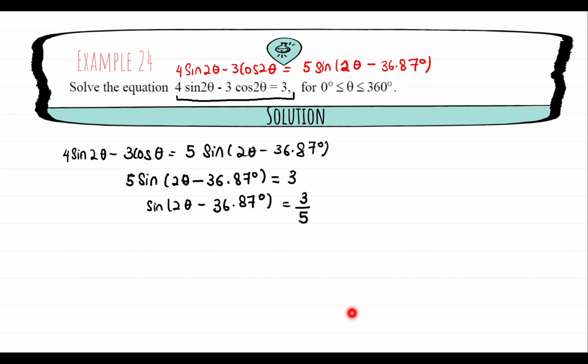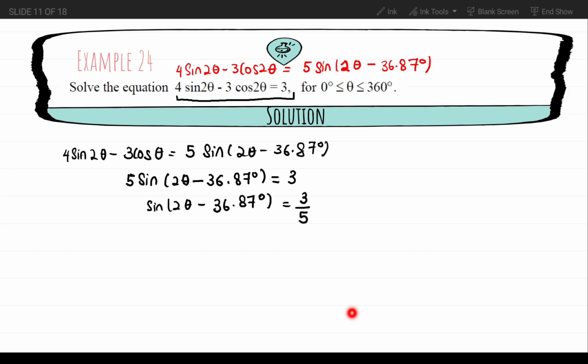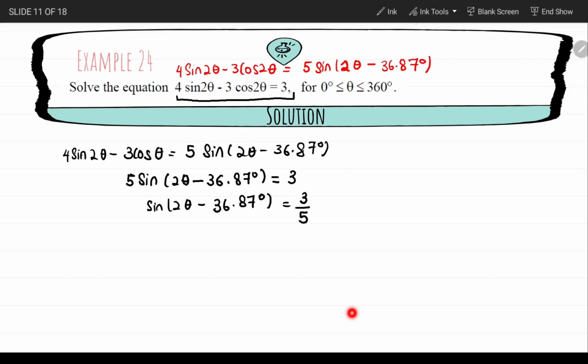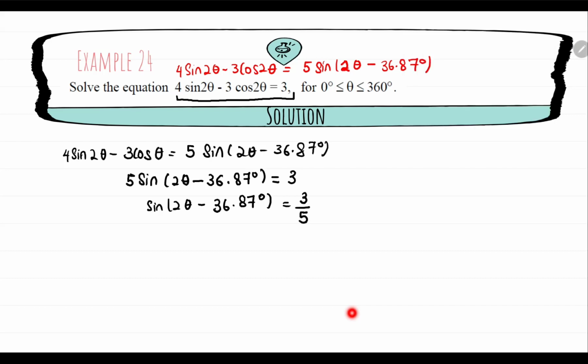We have to consider that θ is not in the same range. In the question, the given range is from 0 to 360 degrees. But what we are looking for is not θ, what we are looking for is 2θ − 36.87°. The question has given us the range for θ, so we copy down the range of θ, and then modify it by multiplying with 2 and subtracting 36.87 degrees.